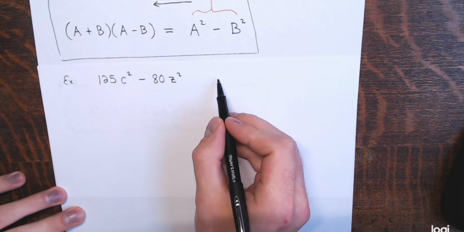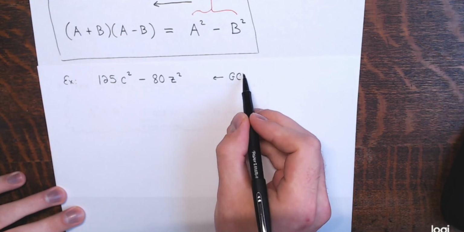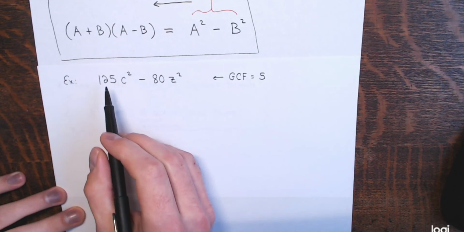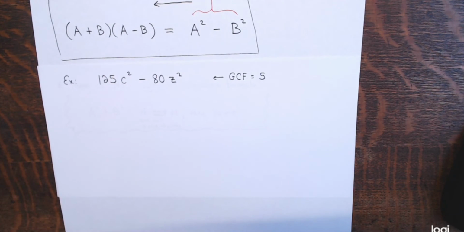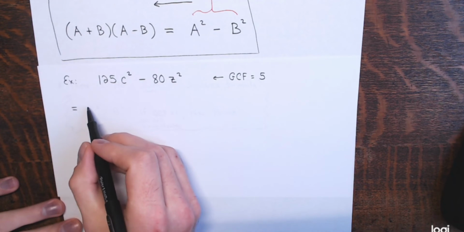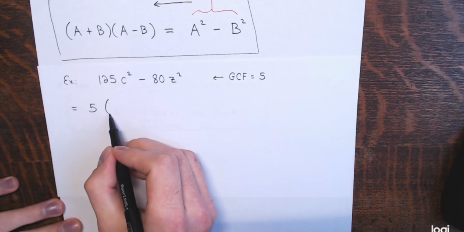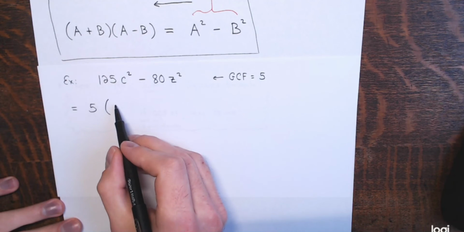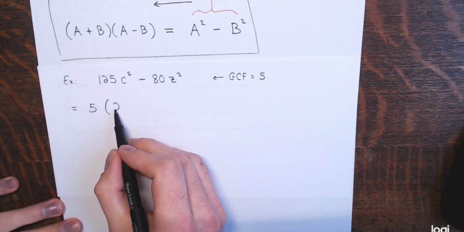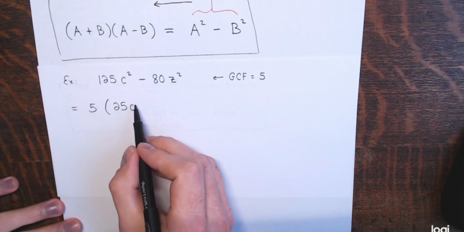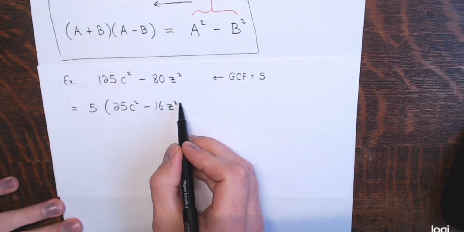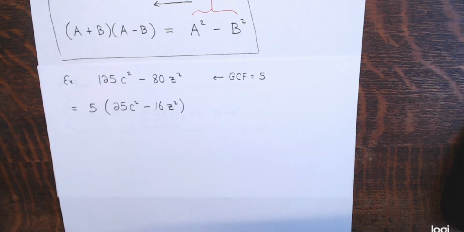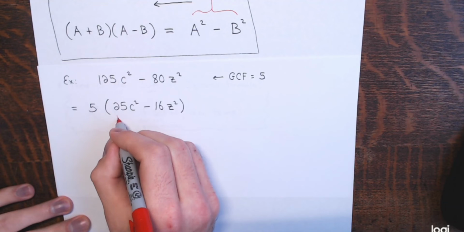minus 80, which is another thing that's not a nice perfect square, times z squared. Well, I do notice that the greatest common factor of these two terms is 5, right? This is 5 times 25, and 80 is 5 times 16. So I'm going to factor the 5 out first, and then the binomial left over would be 25c squared minus 16z squared. And it's this binomial that's a difference of squares, and I'll show you how.